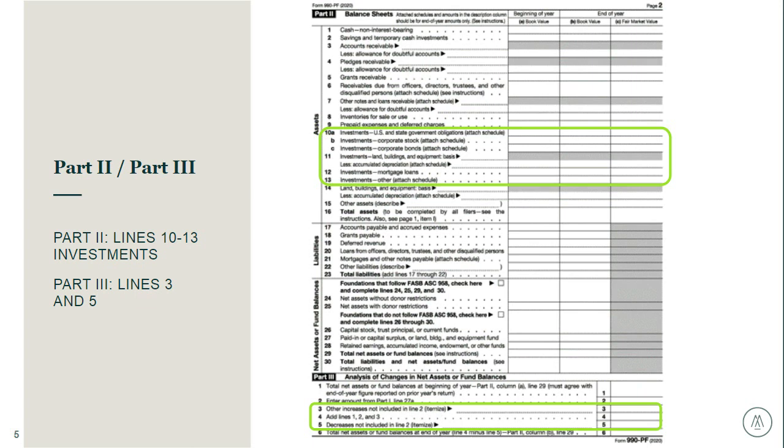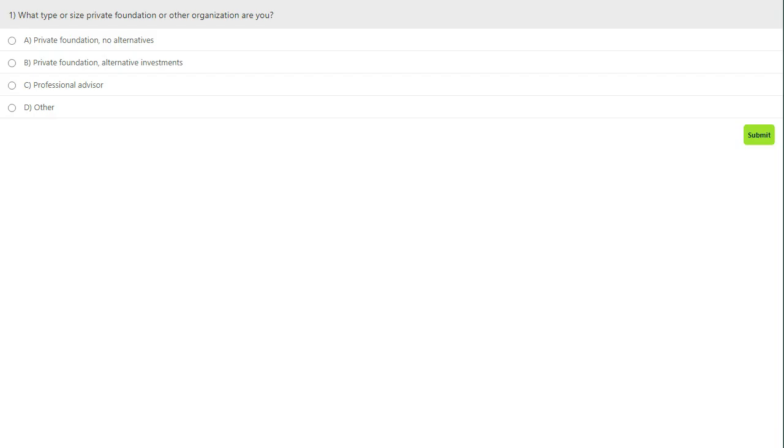And Amy, it looks like we have a polling question. All right, thank you. So our first polling question is to get a feel for our audience for today. What type or size private foundation or other organization are you? A, private foundation, no alternatives. B, private foundation, alternative investments. C, professional advisor, or D, other. And we will give you a few moments to respond. To participate, please click the button next to the answer you choose and hit submit.